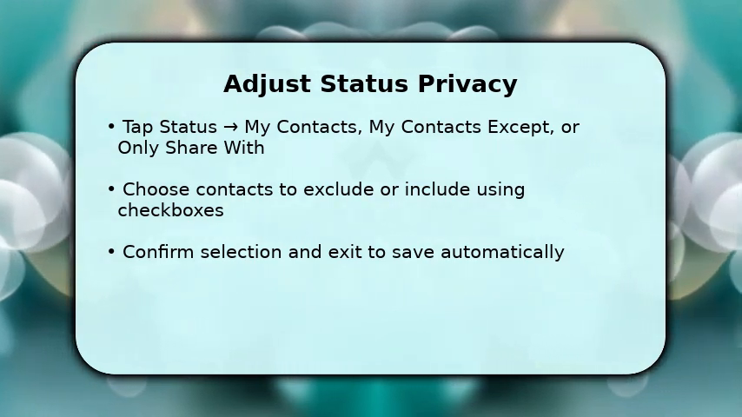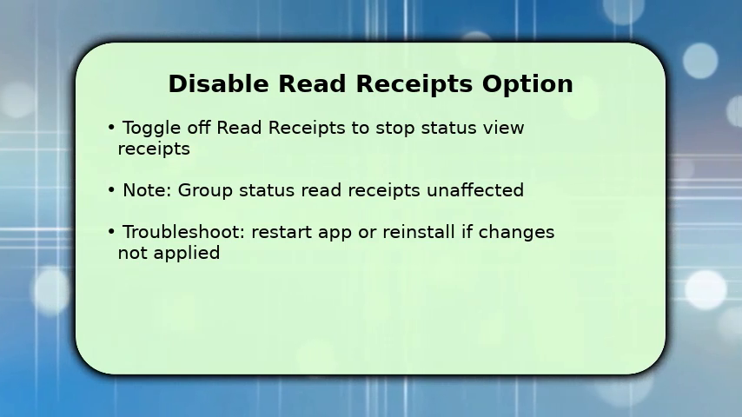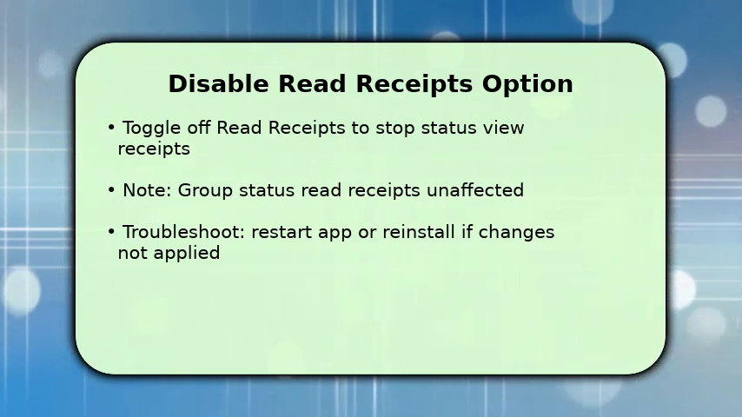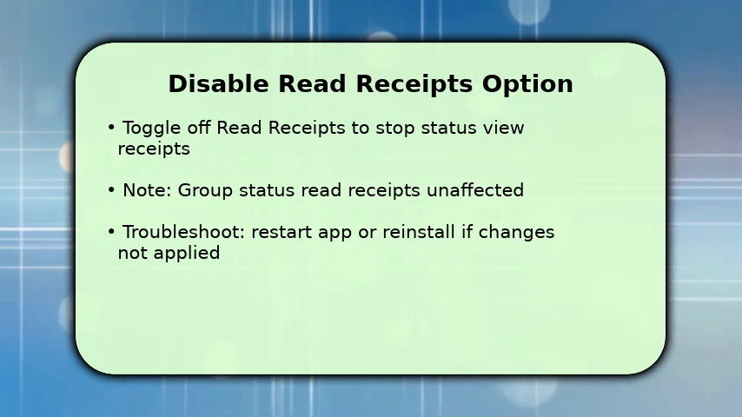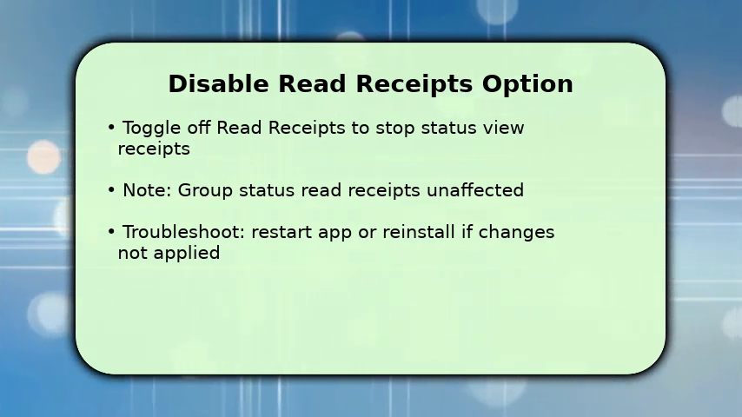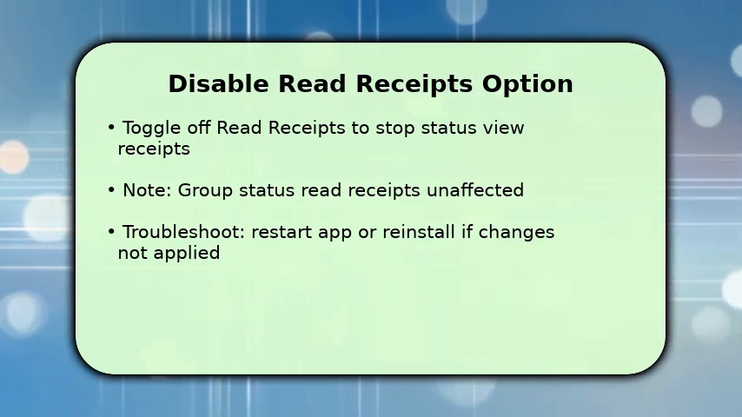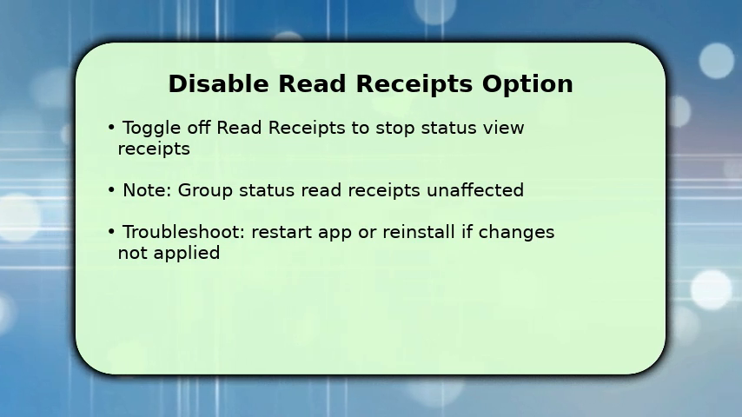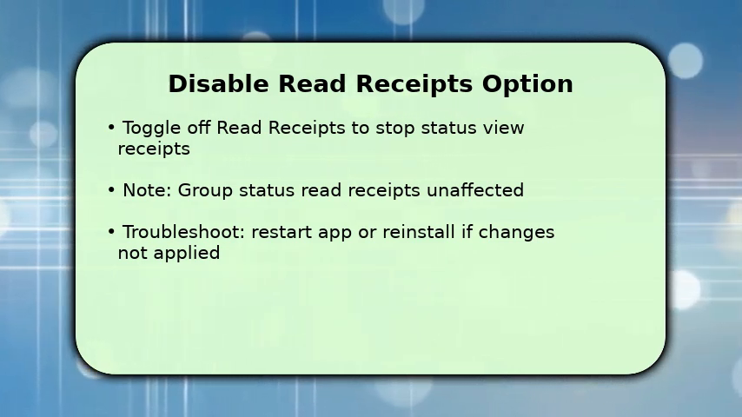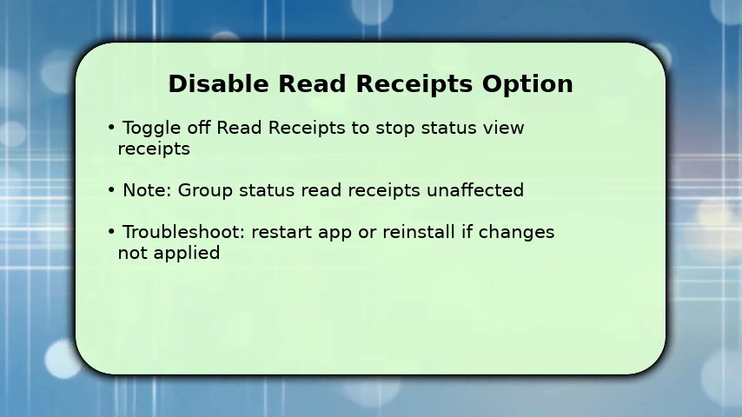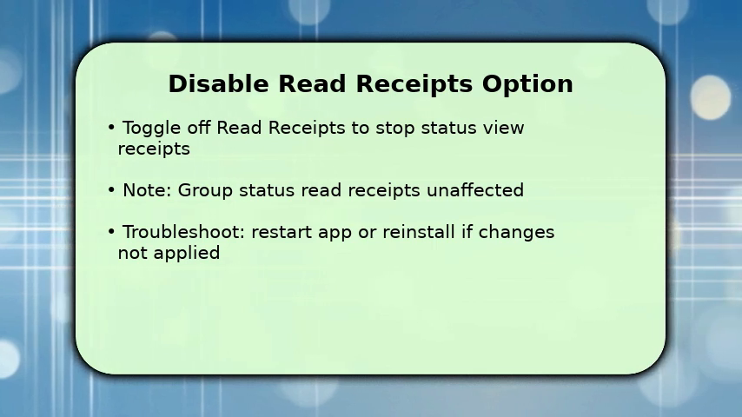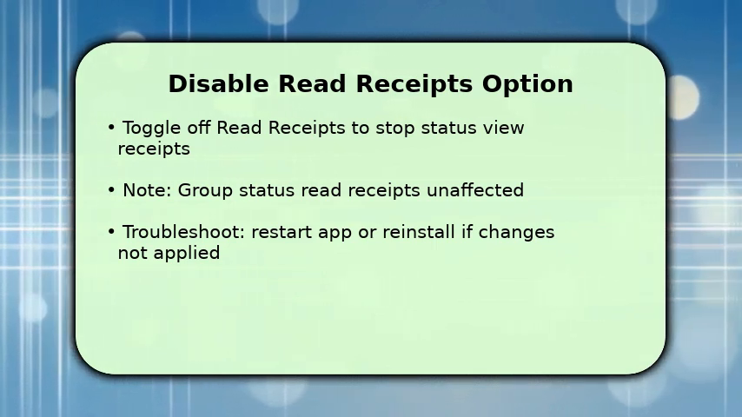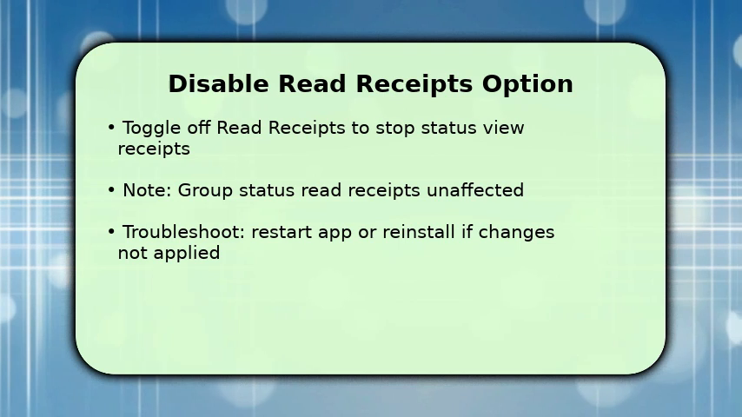The final step is to turn off read receipts in Privacy to prevent others from seeing that you viewed their status. This stops one-to-one status view receipts. Remember, this also disables read receipts for chats, and group read receipts still show. Make sure to restart WhatsApp after toggling if you don't see the effect right away. If settings revert or fail, check app permissions, update or reinstall the app, and confirm your phone clock is correct. Those fixes resolve most issues.